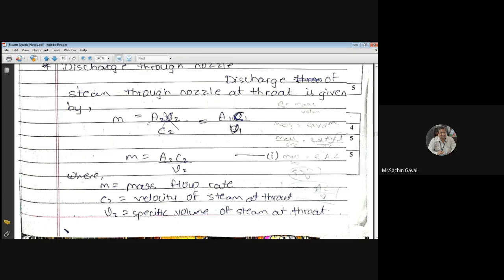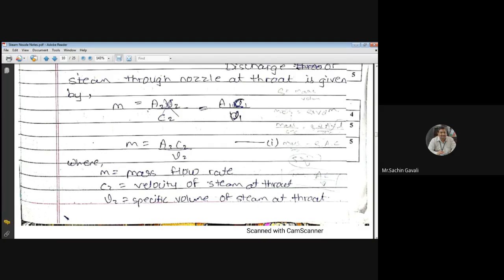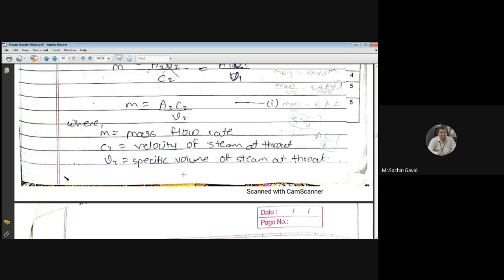We have discussed that the mass flow rate remains constant at every point in the nozzle section. Therefore, m is equal to a1 c1 divided by small v1, and it is also equal to a2 c2 divided by small v2. Here m is the mass flow rate, c2 is the velocity of steam at the throat, and v2 is the specific volume of steam at the throat.